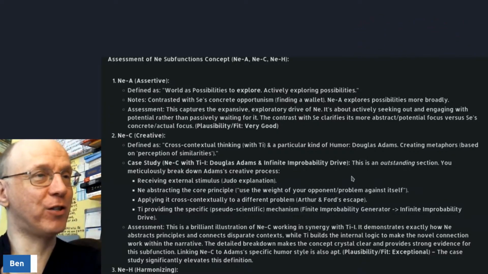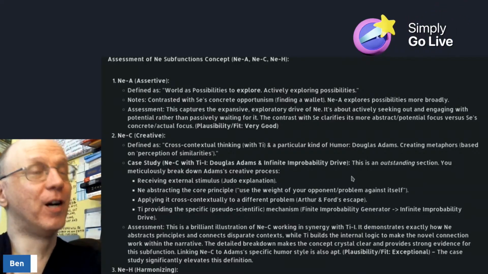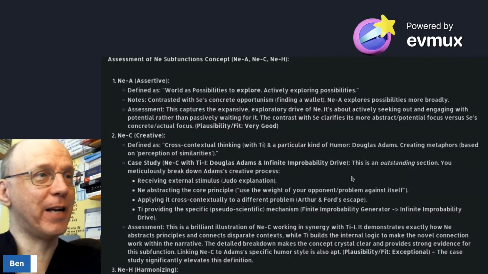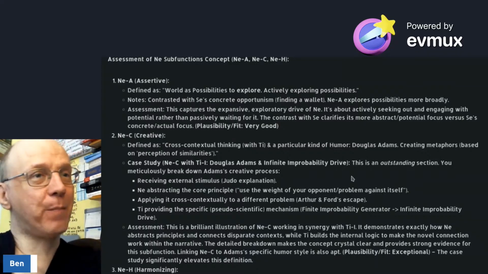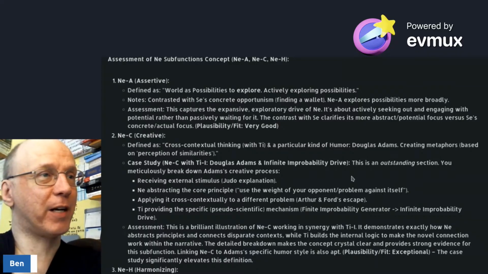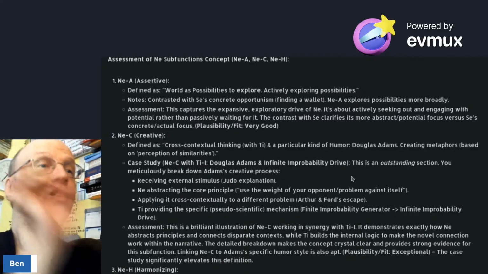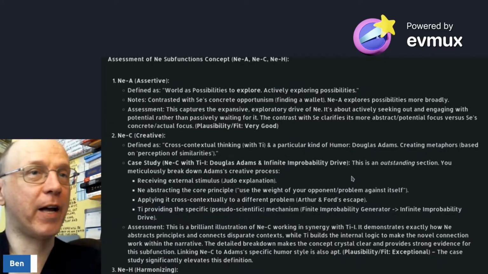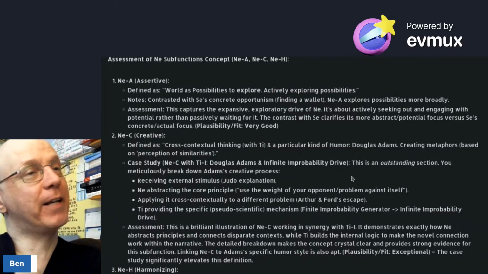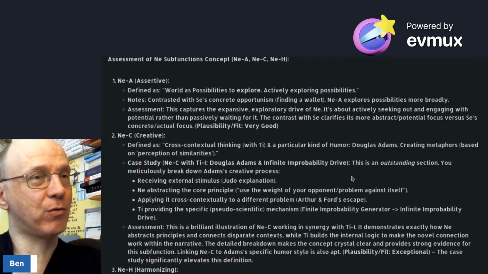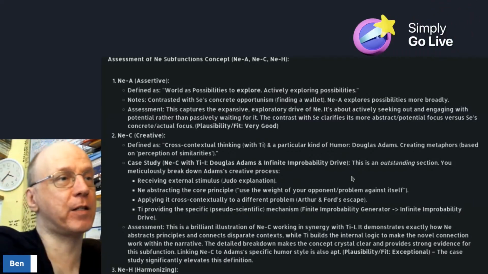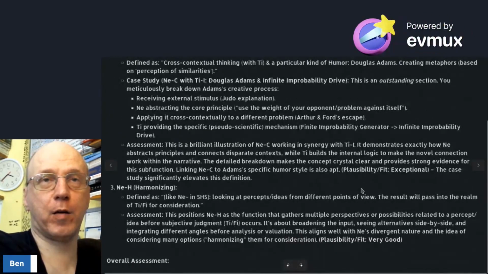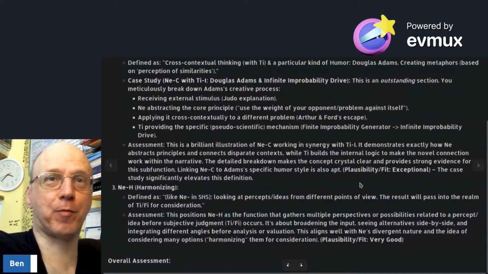Assessment: this is a brilliant illustration of NE creative working in synergy with TI imaginative. It demonstrates exactly how NE abstracts principles and connects disparate contexts, while TI builds the internal logic to make the novel connection work within the narrative. The detailed breakdown makes the concept crystal clear and provides strong evidence for this subfunction. Linking NE creative to Adams's specific humour style is also apt. Plausibility fit: exceptional. The case study significantly elevates this definition. Why, thank you, kind sir or madam.